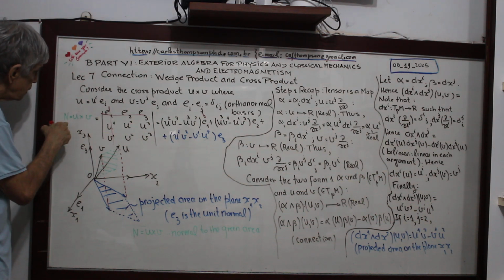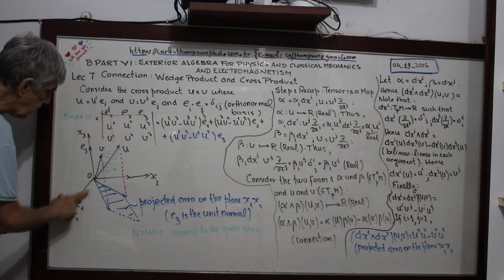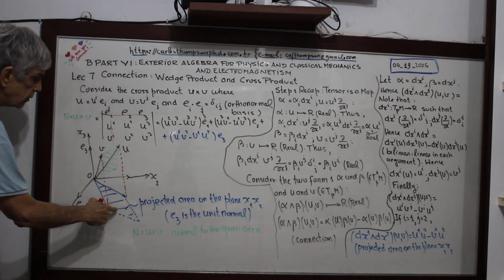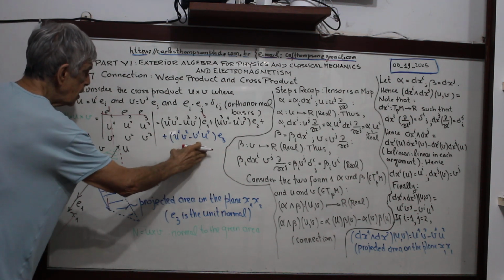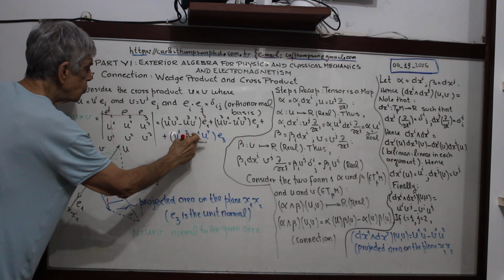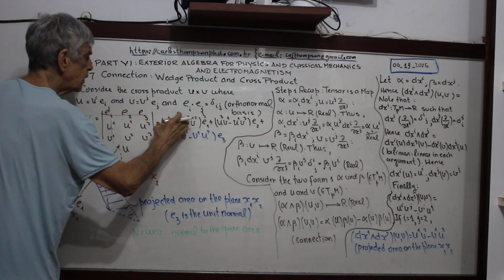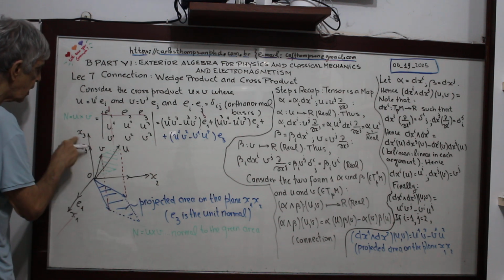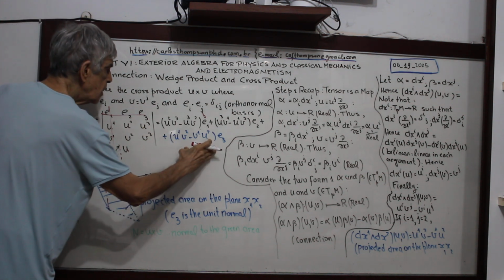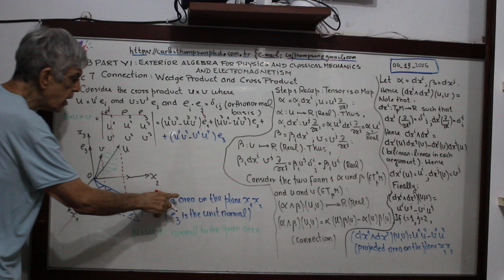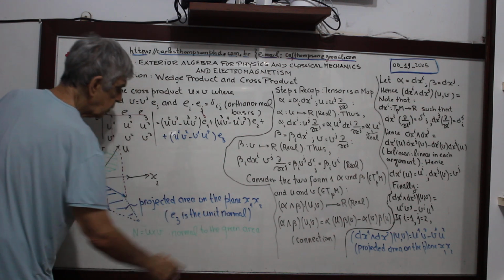Now I project this cross product on the plane x1, x2. This is the blue one. So the projection is U1 V2 minus V1 U2, times e3. I could project on the other planes, plane x2, x3, or x1, x3, but I just emphasize this one, the blue one: the projected area on the plane x1, x2. e3 is the unit normal.